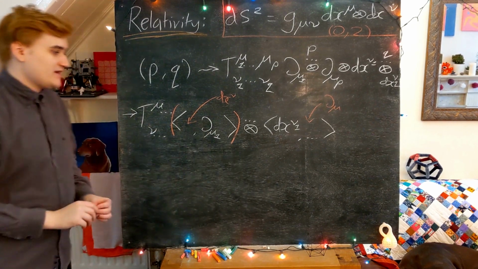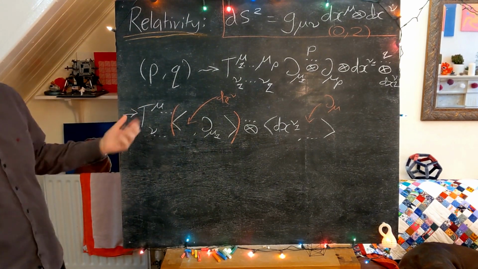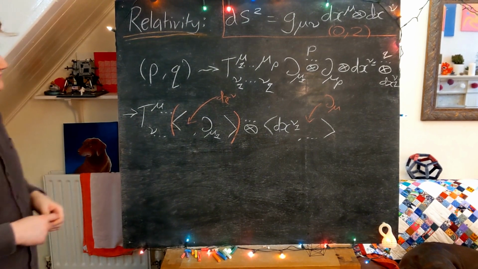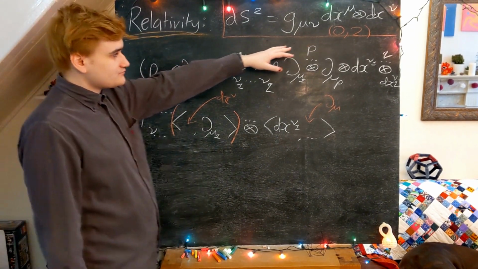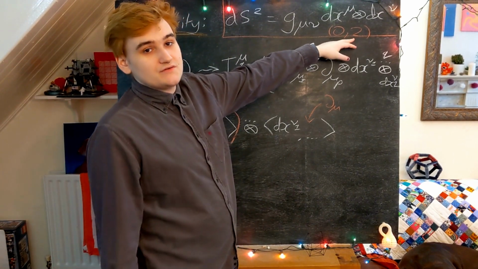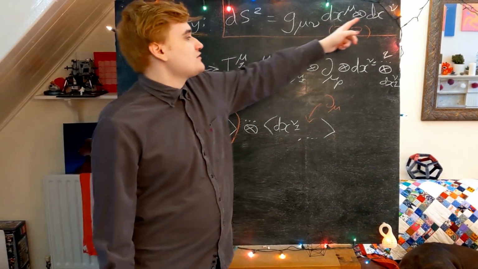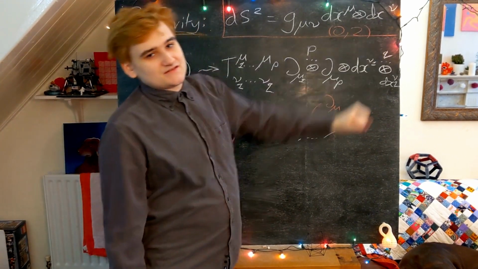It's essentially just waiting to eat any number of vectors and one-forms, specified by the rank of the tensor. So we can see here our metric tensor, being a 0-2 tensor, is now waiting to eat two vectors, and we insert each vector into one of these one-forms.